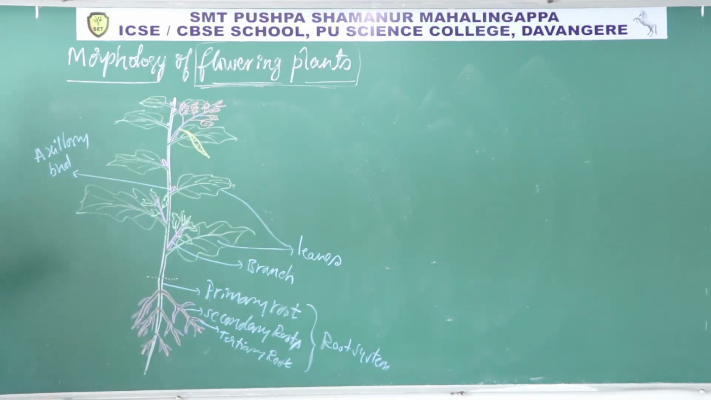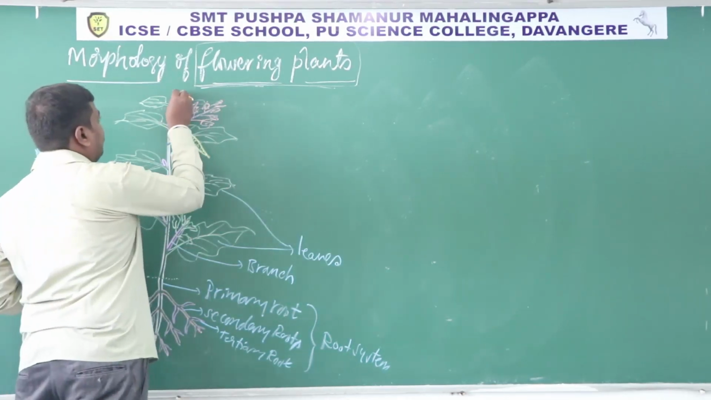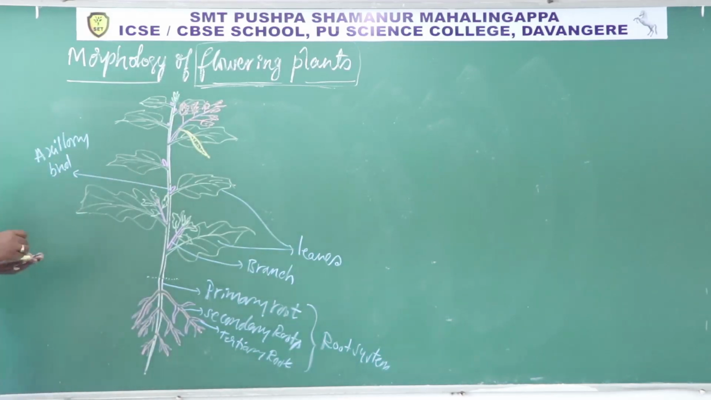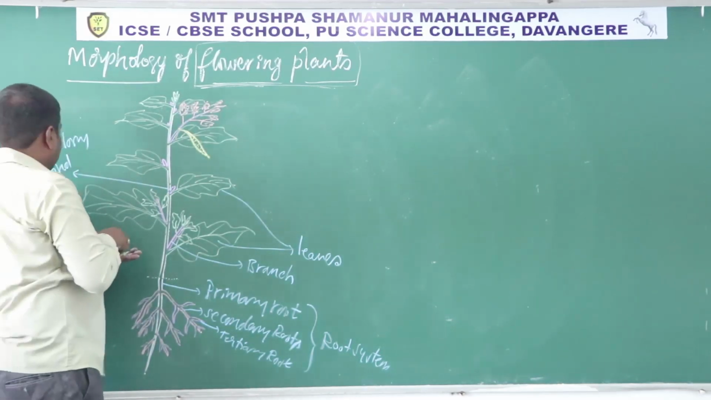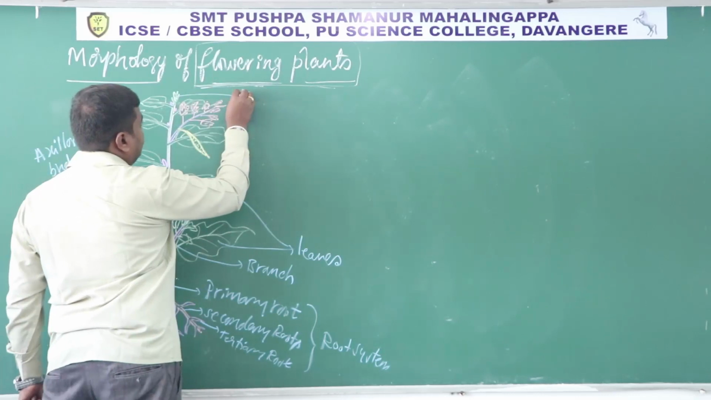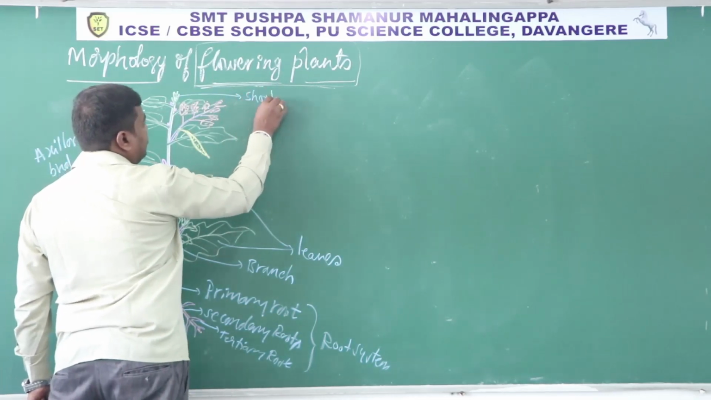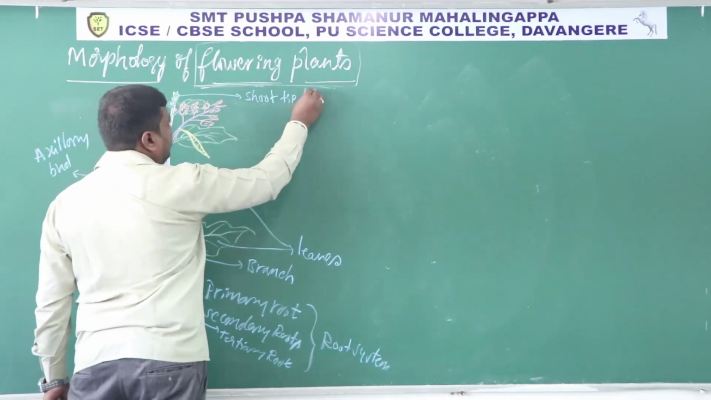Okay, so it is like this. Then at the tip you can find some bud. Okay, so this is the axillary bud, and this is the shoot tip. This is a shoot tip or terminal bud.